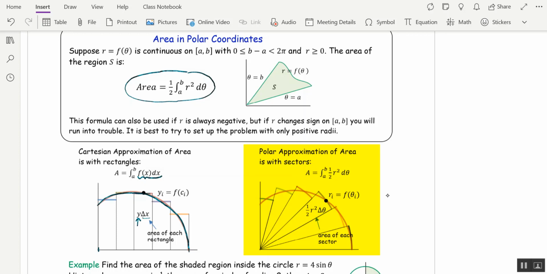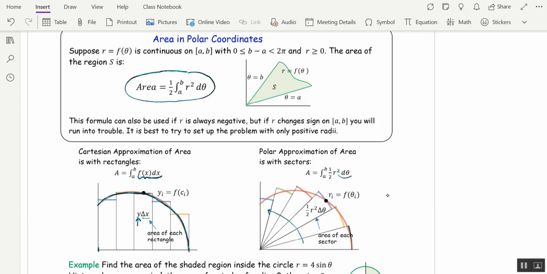Now contrast that with polar coordinates. When we have an area and we want to approximate the region with polar coordinates, we use sectors. Sectors look like slices of pie, and you can see I've got them fanned out here. The area of a sector is 1/2 r squared delta theta. And so that's where that 1/2 r squared comes from. And the d theta in the area formula is coming from the delta theta when we take the Riemann sum.